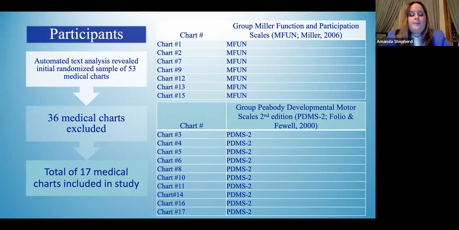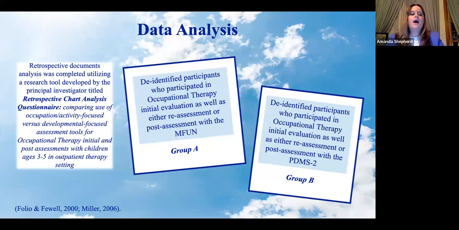So I wound up with 17 medical charts in total. As you can see there, all of these patient charts were completely de-identified, but out of the 17, 7 completed the MFUN and 10 completed the Peabody. So not an even 50-50 split, but not too far off, which made it nice for comparison purposes.